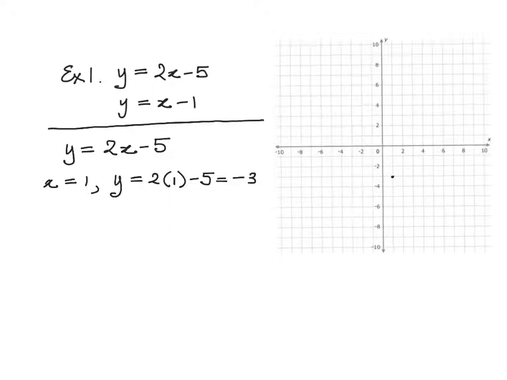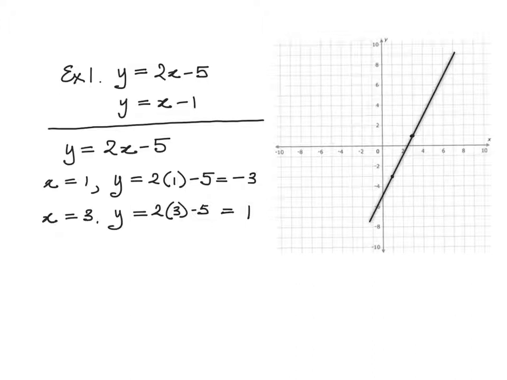There it is there. If I pick another point, x equals 3, y equals 2 times 3, which is 6, take away 5 is 1. 3 along, 1 up, and there's a second point on the line. If I draw a line through those 2 points, that's what the line looks like.